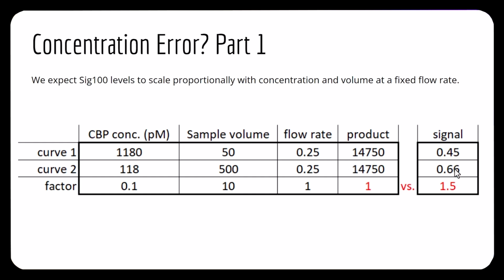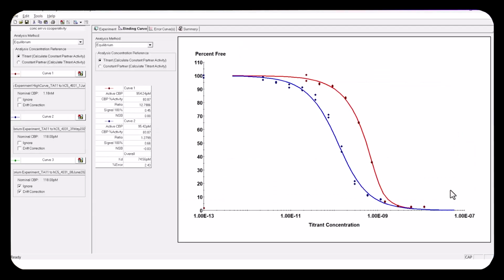When I look at the actual fitted and measured Sig 100, it's a factor of 1.5 higher on curve 2. All right, this is not a super big number. It's not super definitive, but I already have another reason to suspect something might be going on in this curve, the steepness problem. So this heightens my suspicion. I'm going to go back out to the KinExA Pro here.